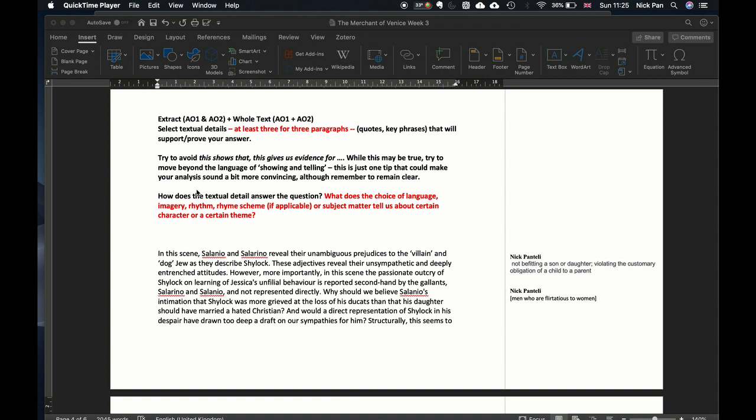So we need to have key phrases, key quotes, select textual details to make sure that our quotes are only as long as the point we're making. And ideally, because I see this a lot from students, when we're doing the explanation sentence of the PEE paragraph, we avoid the phrase, this shows that, or this gives us evidence for.